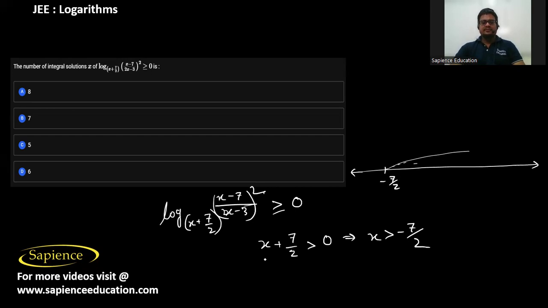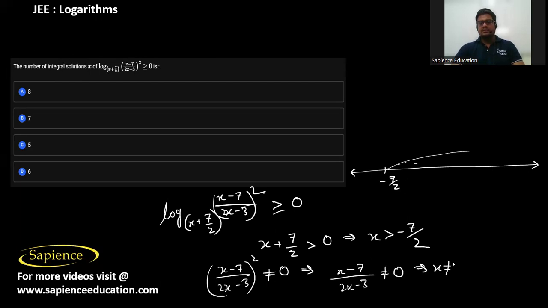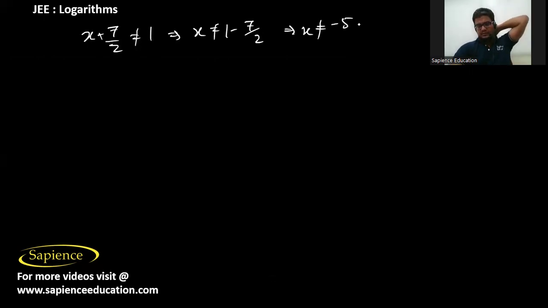Then x minus 7 by 2x minus 3 whole square should not be equal to 0. It means x minus 7 by 2x minus 3 should not be equal to 0, so x should not be equal to 7. And also the base should not be equal to 1. So x plus 7 by 2 should not be equal to 1. That means x should not be equal to 1 minus 7 by 2, that is, x should not be equal to minus 5 by 2.